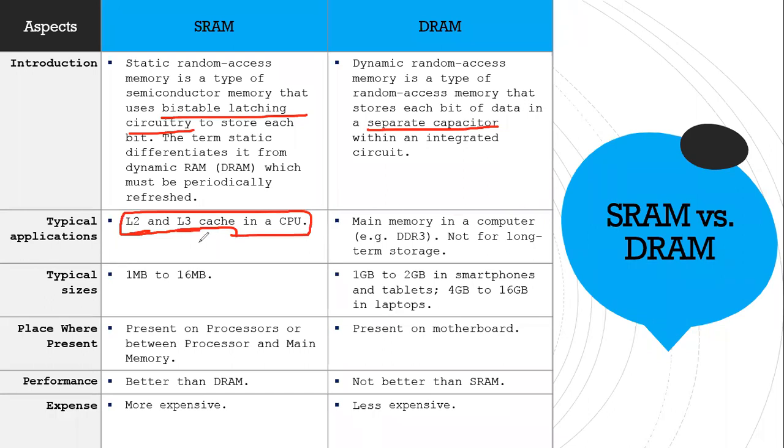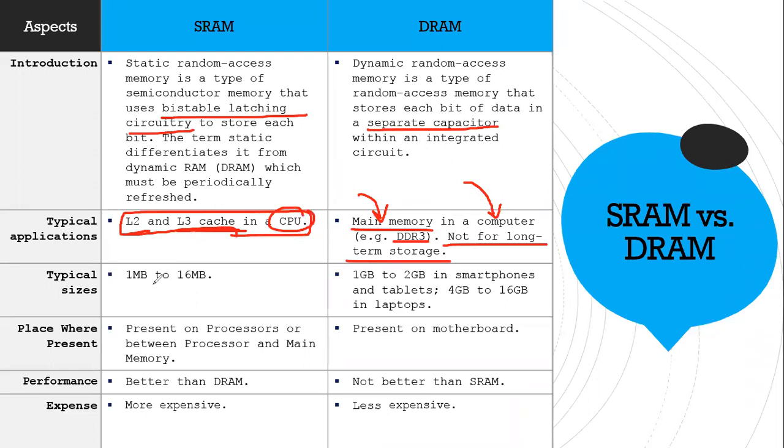Typical application: L2 and L3 cache in the CPU. Thursday, I told you about this, right? L2 and L3 cache in the CPU, where SRAMs are used. DRAM is the main memory in a computer, for example DDR3, DDR4, even DDR5 is coming. Remember, these are not for long-term storage. These are your cache memory, level 2 and level 3 cache memory in the CPU, and DRAM is the main memory on the computer motherboard.